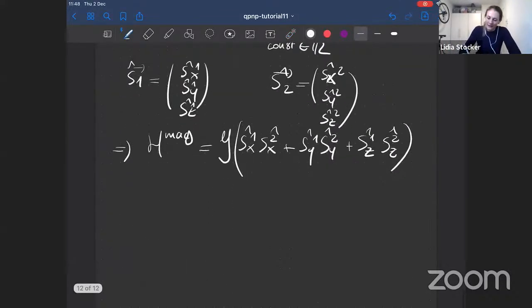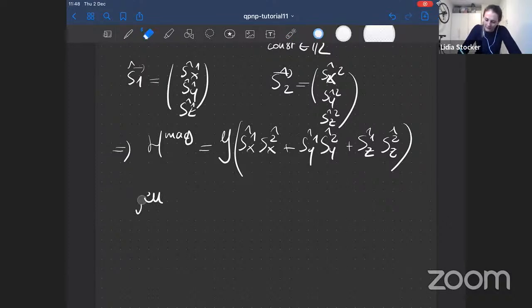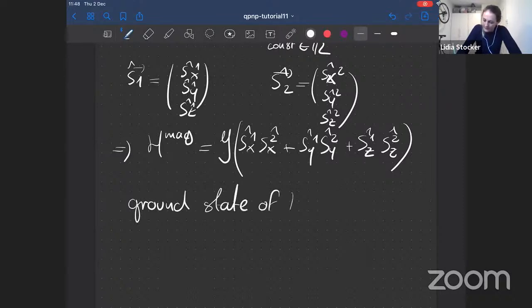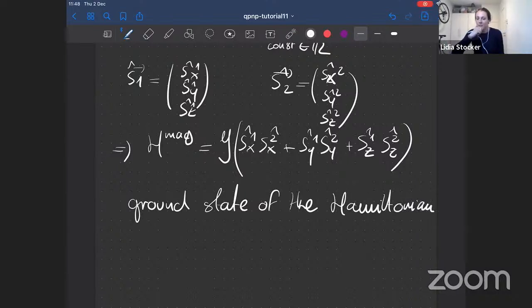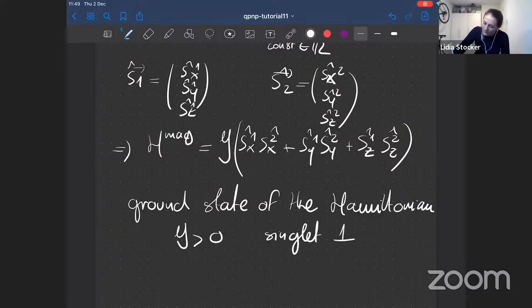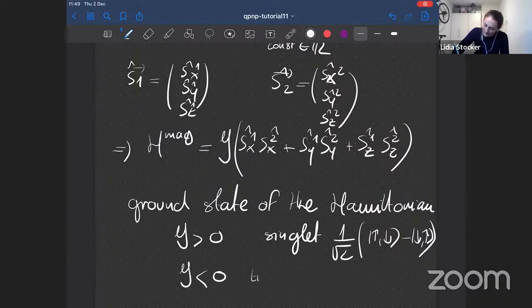Now, the eigenstates of this Hamiltonian, or the ground state of the Hamiltonian. And now, why am I telling you about the ground state? Because we learned a couple of weeks ago that the ground state is the state where, in nature, we find a system, where the energy is minimized. We have that for J greater than 0 it is the singlet, 1 over square root of 2 of up, down, minus down, up. And for J less than 0, we have the triplet.